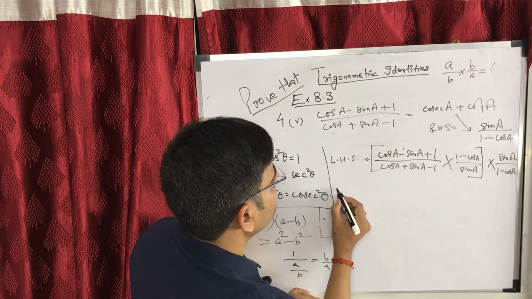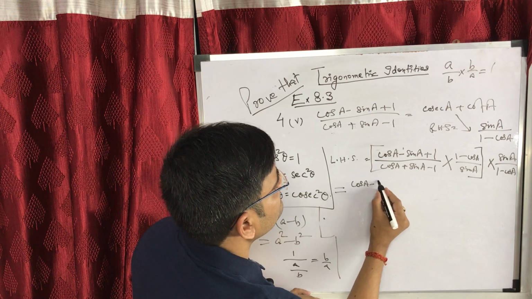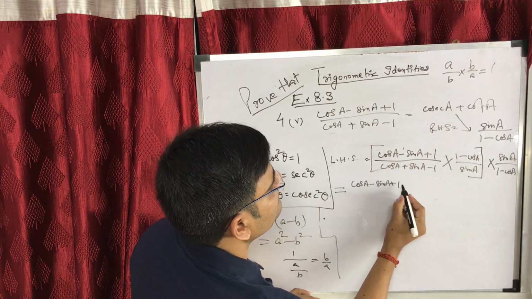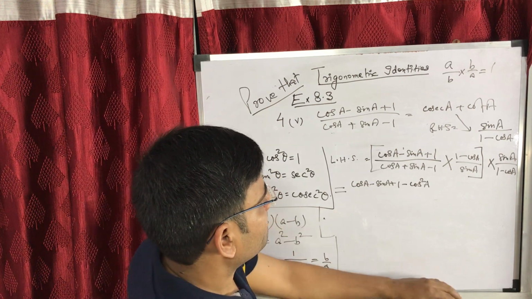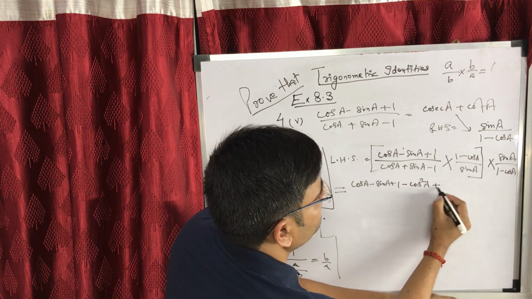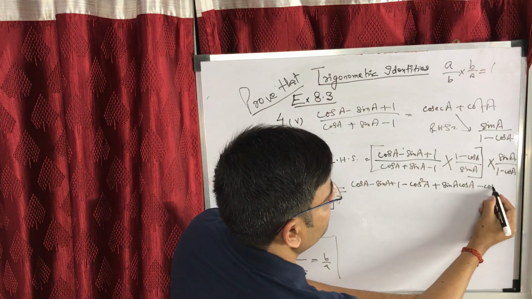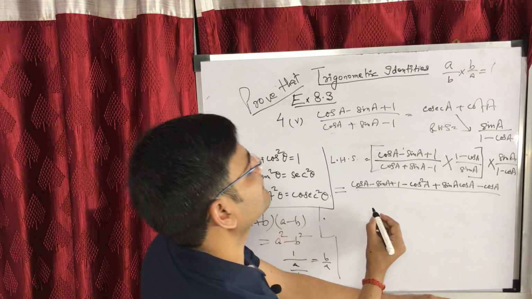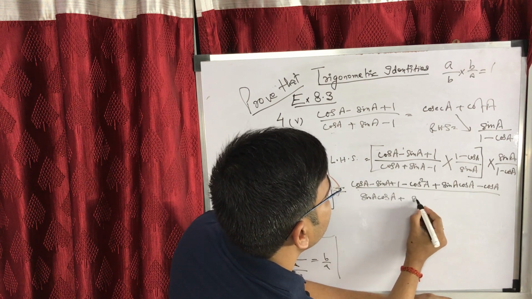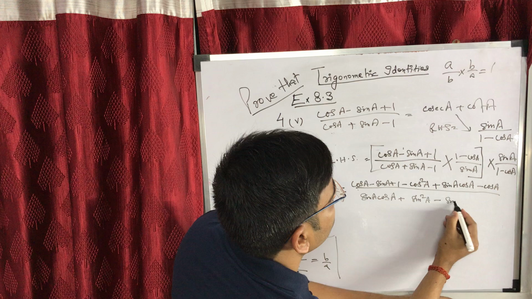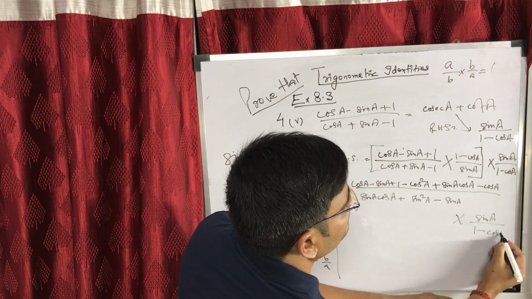You take this separately. So that is equals to, you multiply cos A minus sin A plus 1, you know algebra, right, and then minus cos square A plus sin A cos A, sin A cos A minus cos A by sin A cos A plus sin square A minus sin A, into sin A by 1 minus cos A.